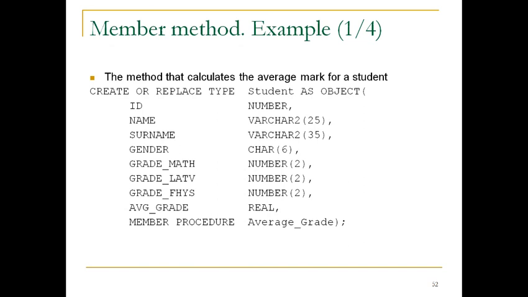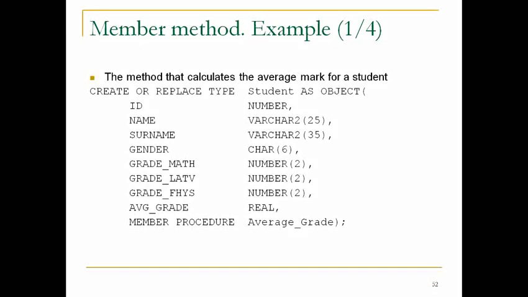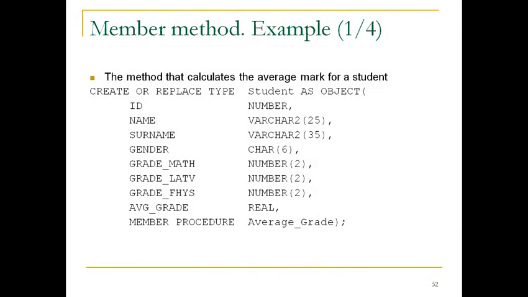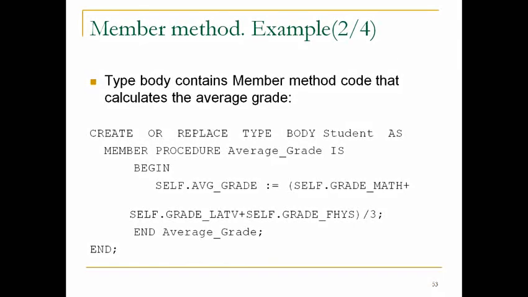to state in the creation of the type. All other things will be in the type body. If we had some parameters, they would be stated here also. But if we do not have them, then nothing else.